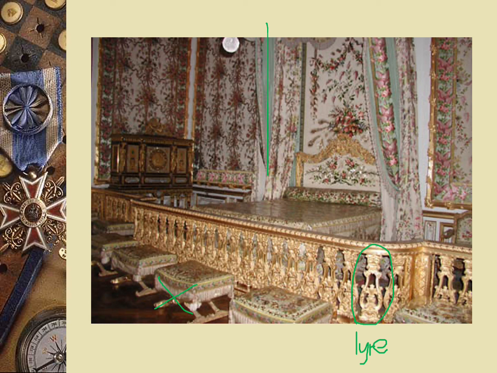But the lyre, which is kind of like a harp of sorts, was a really popular musical instrument in Greek times, and it was often used on their furniture as well. And so as we see the Greek style being revived, we're also seeing the use of that lyre shape again.